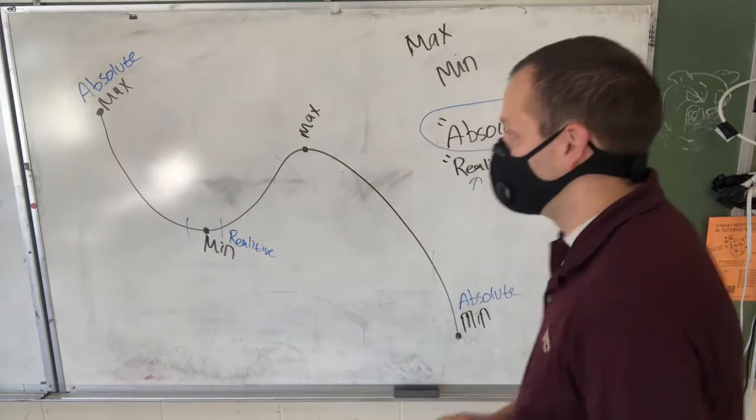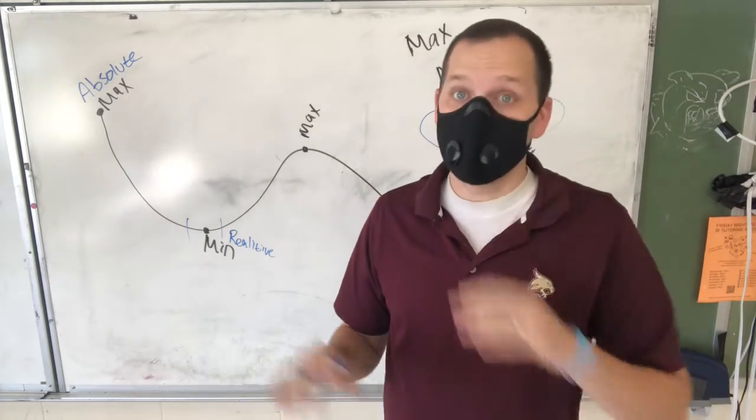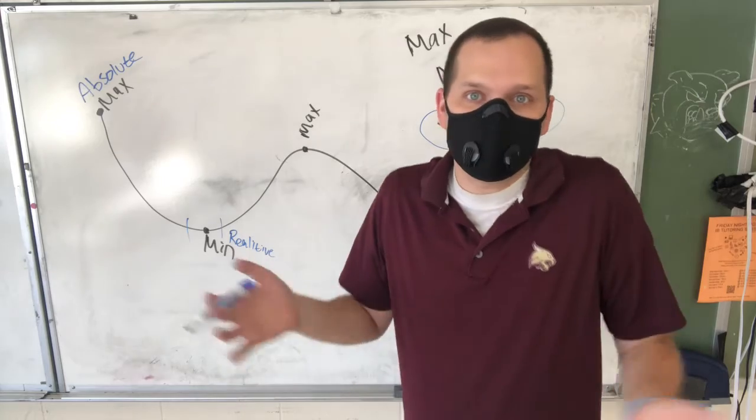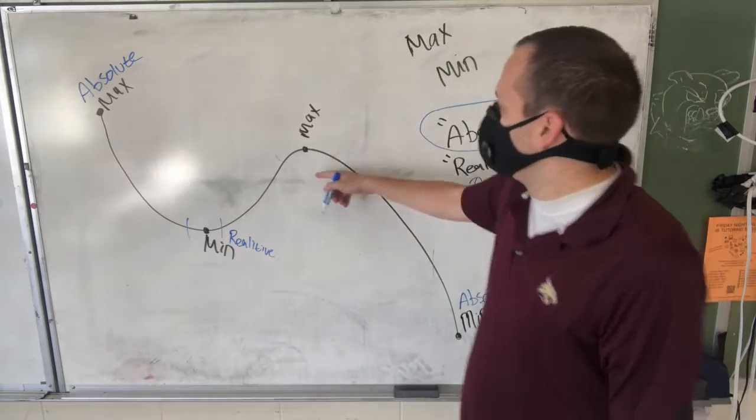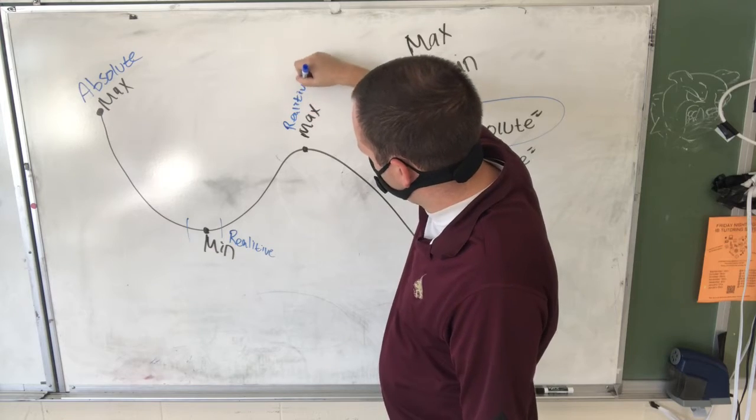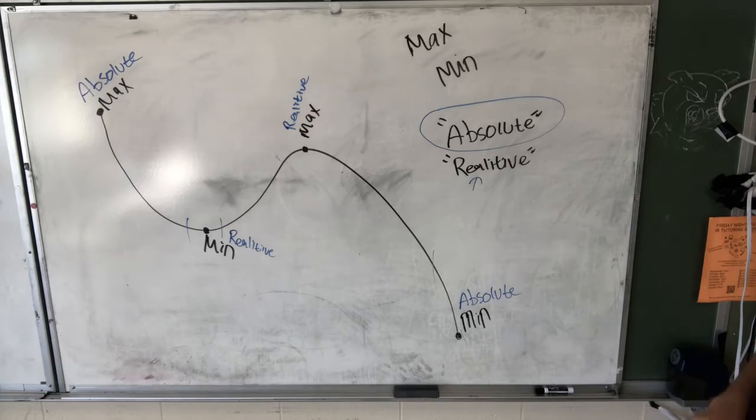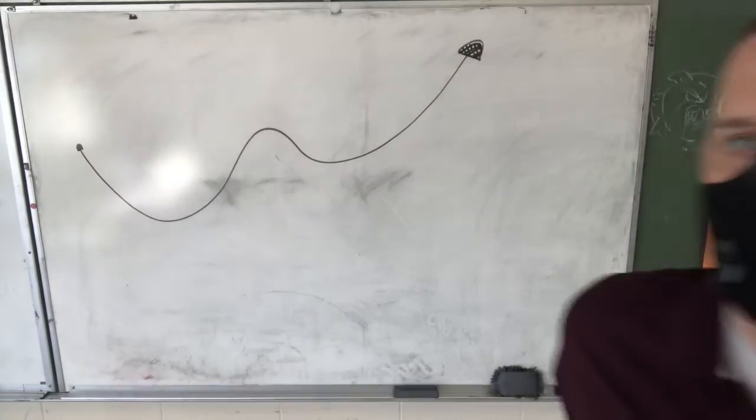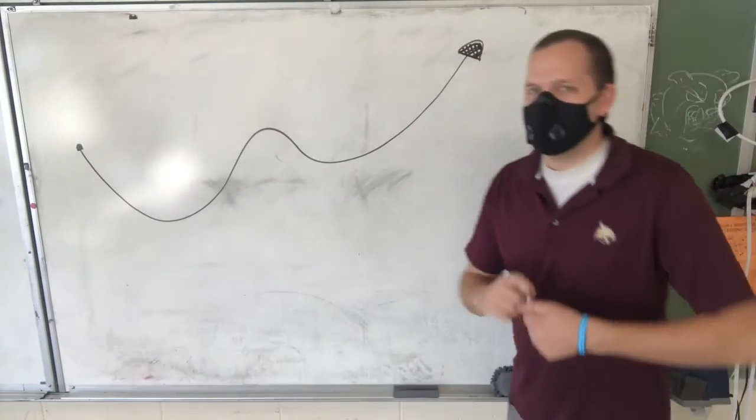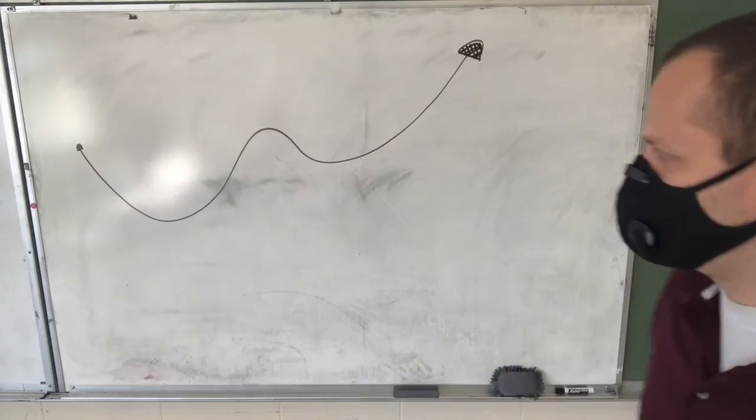Up here, is this the highest spot on a hill? I'm not asking is it the highest spot on Earth. Is it just the highest spot on the hill? Yeah. So this would be a relative maximum. Okay? Relative minimum, relative maximum, absolute, absolute. Well, let's look at this graph now. Let's name and label the absolute minimums, maximums, relative minimums, relative maximums.